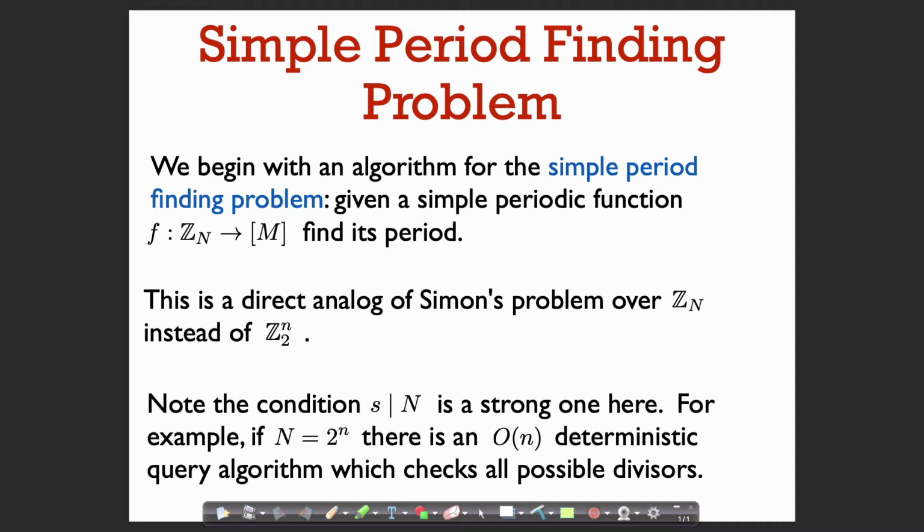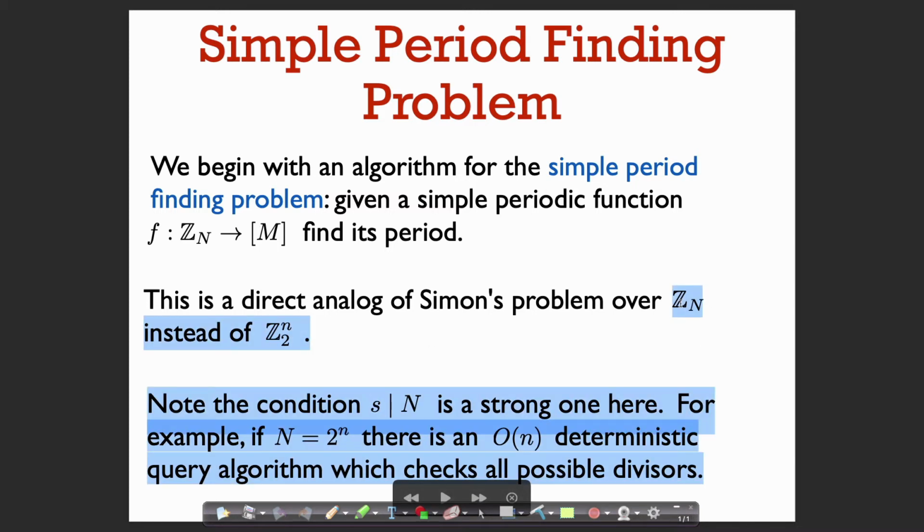Okay, so let me precisely define what the problem is. So the problem is we're given a simple periodic function and we want to find its period. So this is basically a direct analog of Simon's problem. In Simon's problem, we also had a periodic function and we wanted to find its period. The only difference is that in Simon's problem, we were working over the group Z_2^n, and now we're working over the group of integers modulo N.